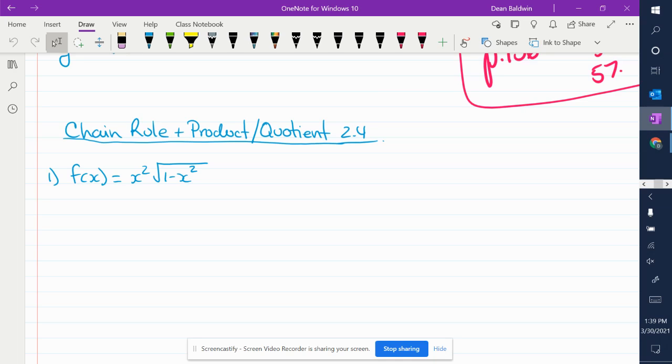All right, so we're going to combine chain rule and product rule. Or it could be quotient. X squared times the square root of 1 minus x squared. Does everybody see two different functions there being multiplied together? There's the x squared times the root thing, okay?